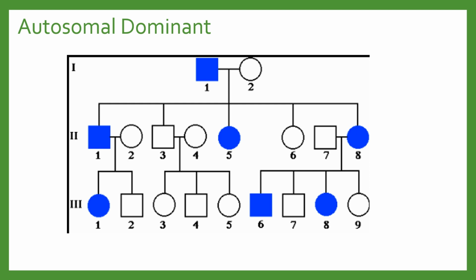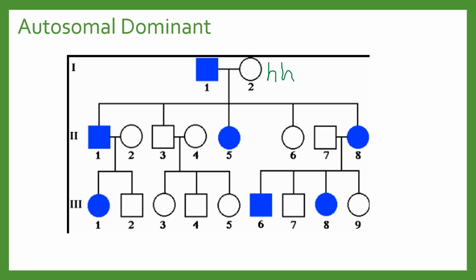Let's do the same for the autosomal dominant. In this case, as long as the dominant allele is present, the person will have the disease. So let's look at our parents again. Individual 2 doesn't have the condition. Let's use the letter H to represent this. The only way to avoid an autosomal dominant condition is to have 2 recessive alleles.